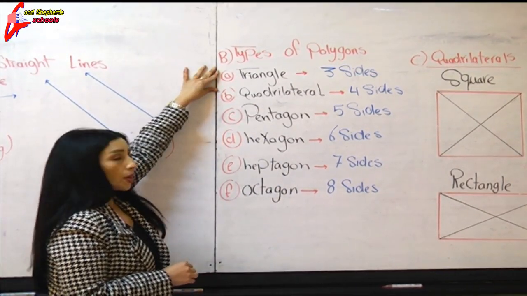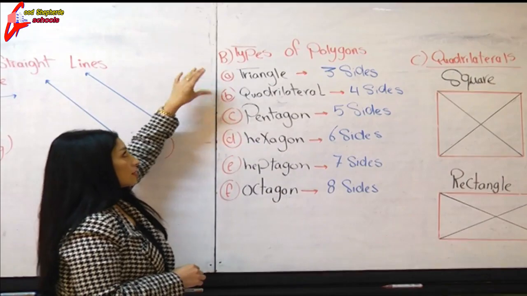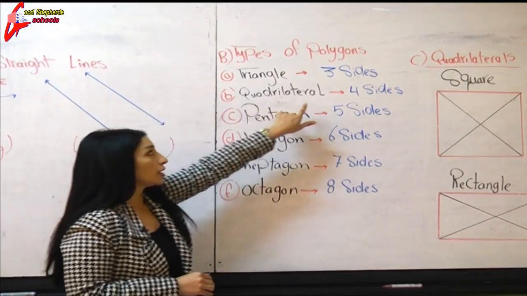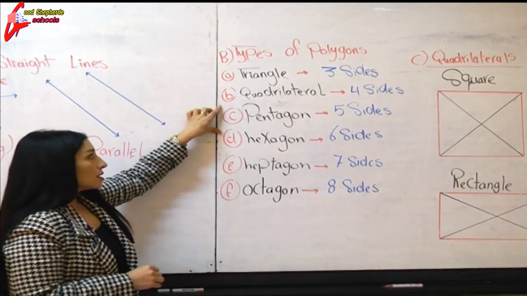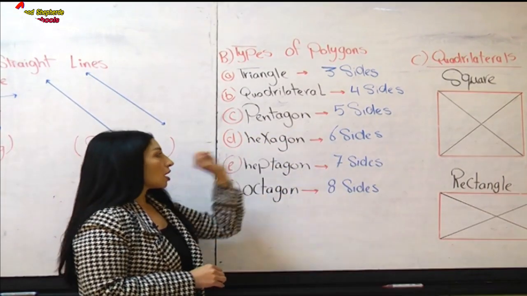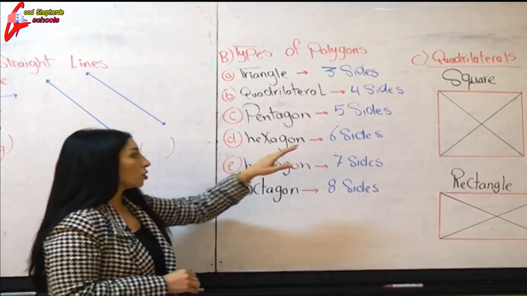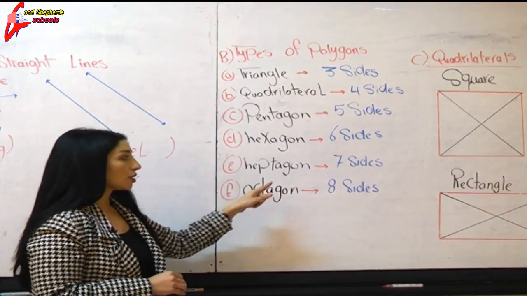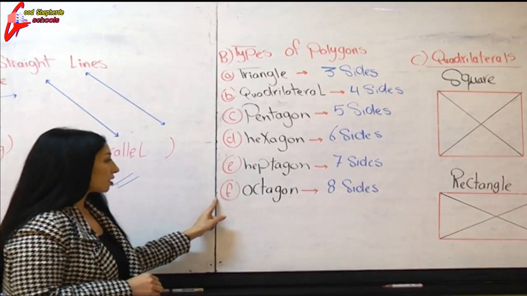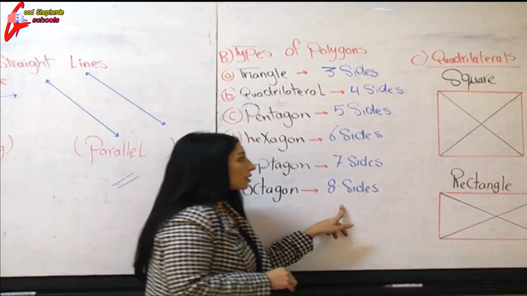Here, the first type is triangle, has 3 sides. Second type is called quadrilateral, 4 sides. Letter C, pentagon, 5 sides. Letter D, hexagon, 6 sides. Letter E, heptagon, 7 sides. Letter F, octagon, 8 sides.